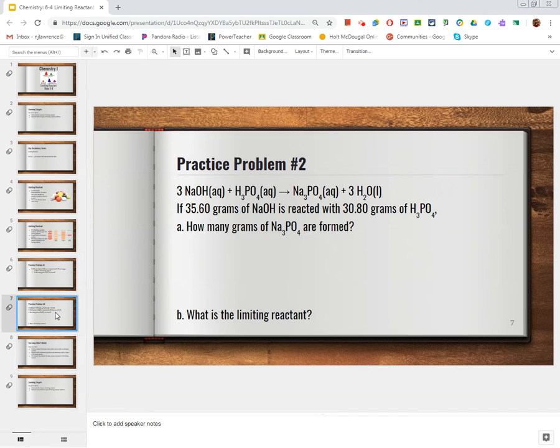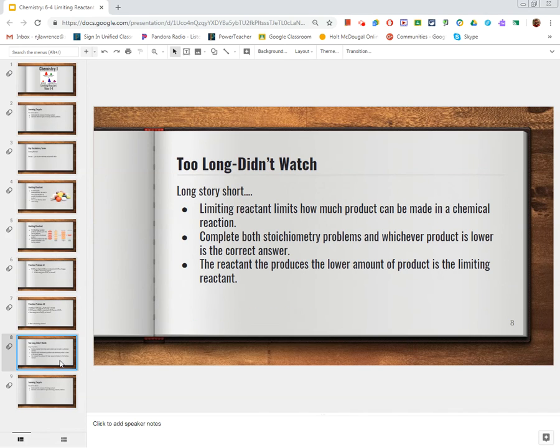So as we wrap up this video, I hope you will see again that a limiting reactant just shows you how much product can actually be made. What we're doing is just doing 2 stoichiometry problems to predict 2 amounts of the same product. Whichever value is less is the correct answer. And again, the reactant that produces a lower amount of product is defined as the limiting reactant.